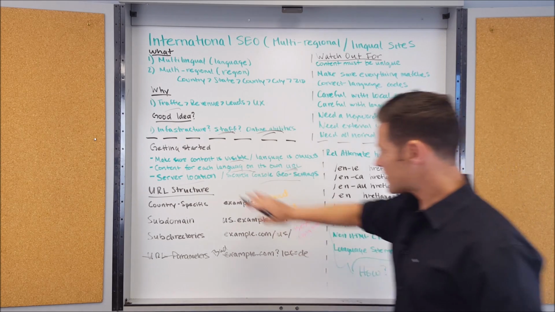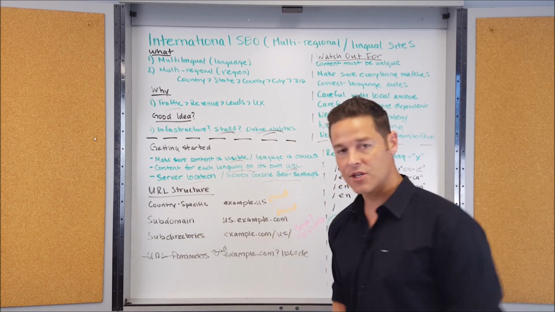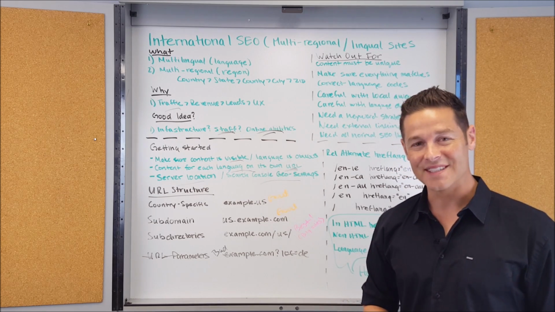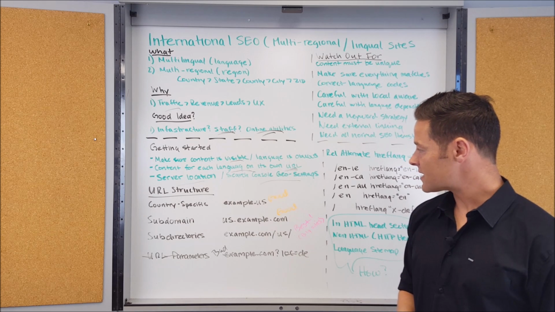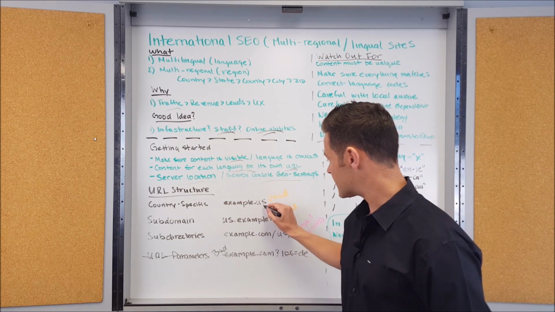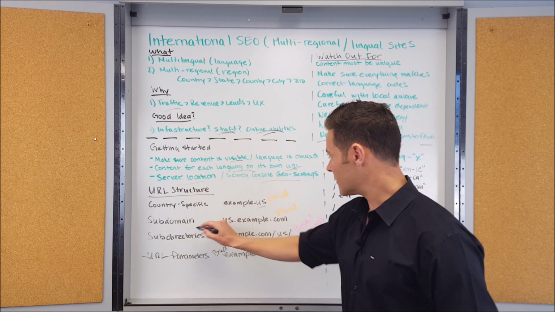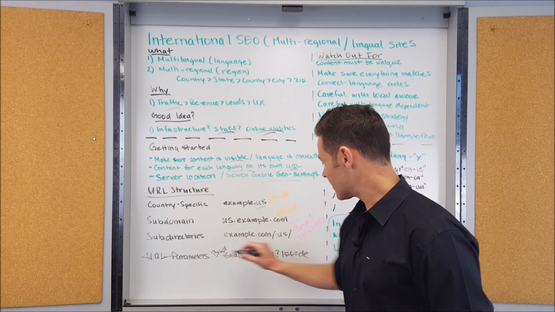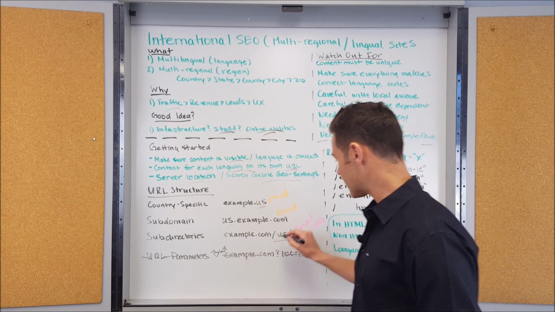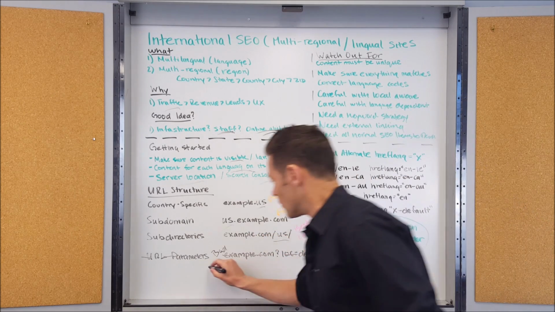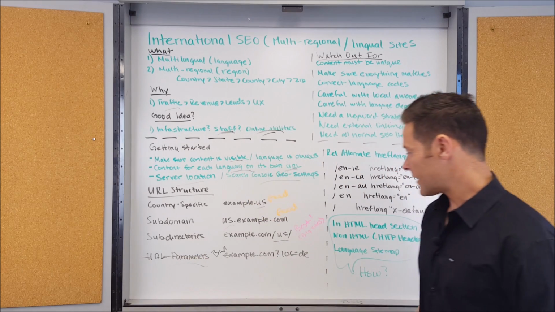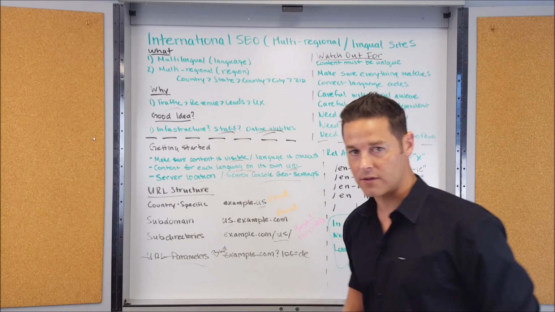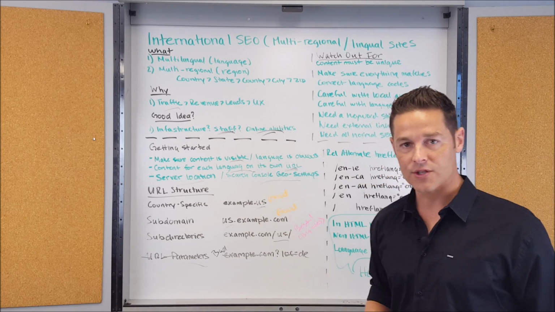So now let's get into URL structure. This is actually probably one of the most important parts, also one of the most heavily debated parts. What you want to decide is, are you going to go country specific with your domain? Are you going to do a subdomain, us.example.com, or are you going to do a subdirectory, example.com/US? What you don't want to do is URL parameters. So you don't want to do example.com something, whatever, right? You want to have clean URL structure.